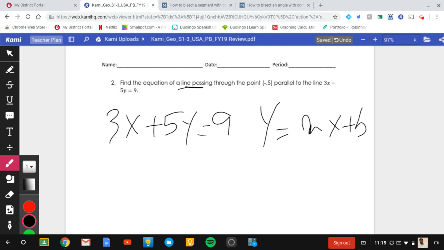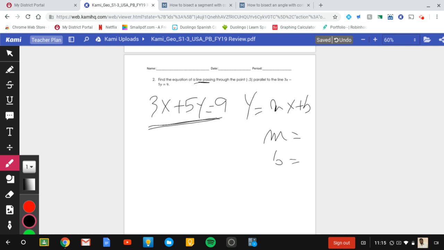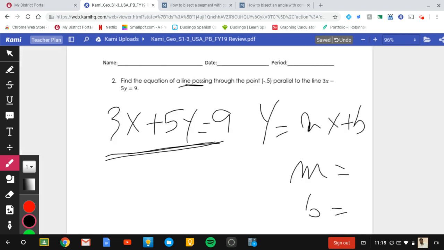In order to write the equation of my line, I need to find the slope. And I need to find b, which is the y-intercept. But how do I find the slope? I know the slope that I need is going to be parallel to whatever slope this is. What do I know about lines that are parallel? The rule says they're supposed to have the exact same slope. So if I can find the slope of this line right here, then this is going to be the same slope I need for my line.